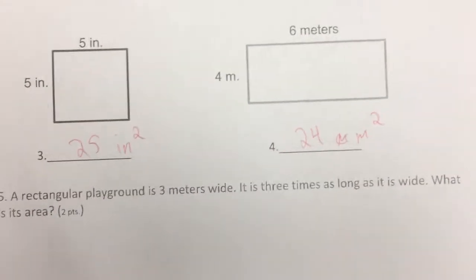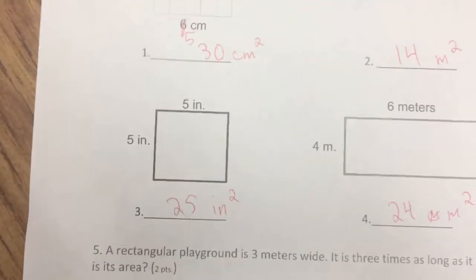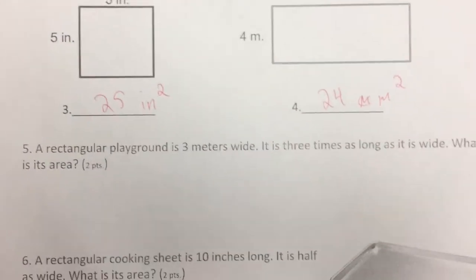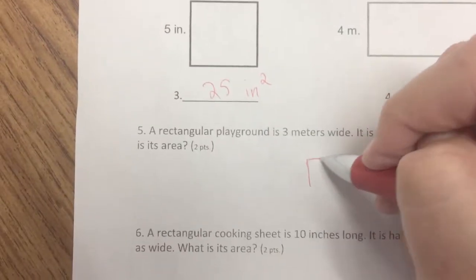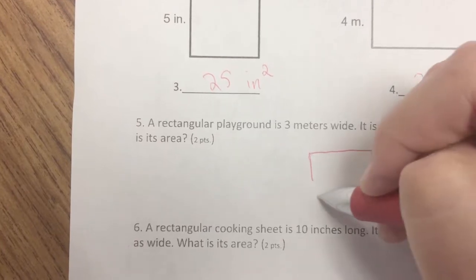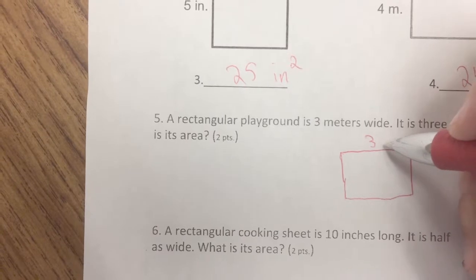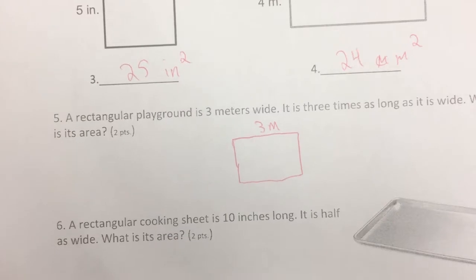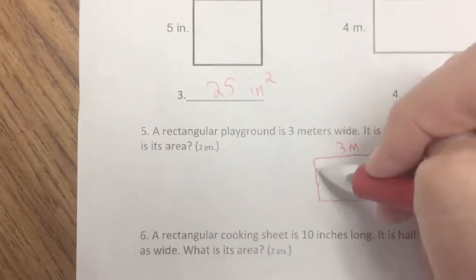Okay, so actually I'm going through these very quickly because it's actually just basic multiplication once you understand what the formula is for finding area. A rectangular playground is 3 meters wide. I'm going to draw a picture. So here's a rectangular playground, and it said it is 3 meters wide. It is 3 times as long as it is wide. So actually, let's see, it was 3 meters wide, so it's 3 times as long.